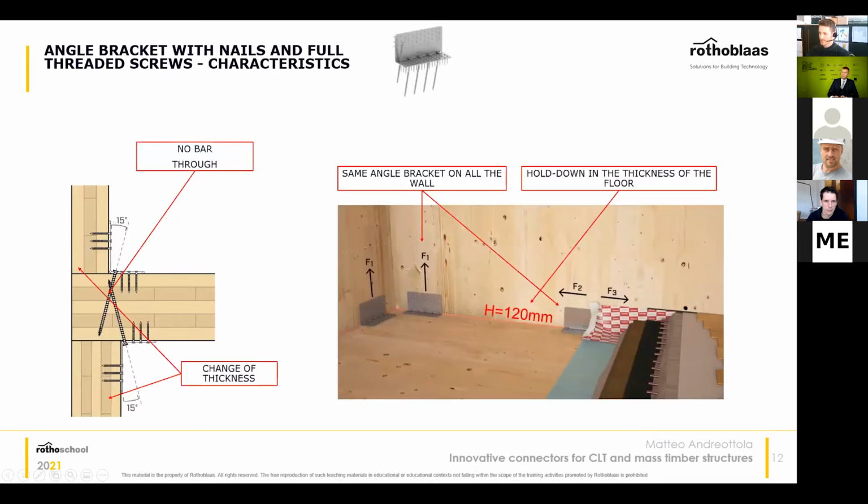And another advantage is, for instance, that if you have a multi-story construction and you want to change the thickness of your CLT panels, you can do it with this connector here without needing a through bar, which needs to be aligned, of course. And another advantage that you can see in the right image is that, for example, if you want to keep visible your CLT panel, you can do it without any issue, because the connector stays under the finished floor level of your floor.